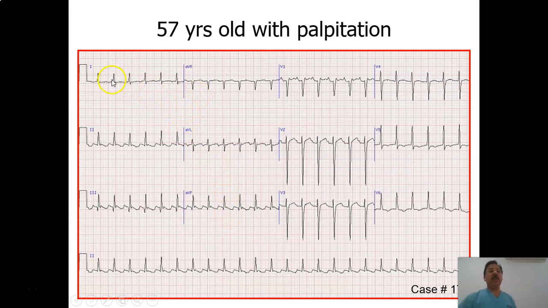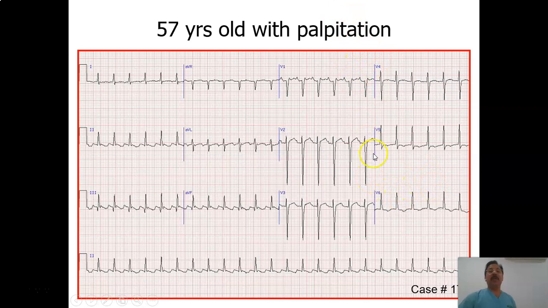Axis looks normal, in 1 and AVF, no atrial hypertrophy. Ventricular hypertrophy seems to be there, deep S wave 1, 2, 3, 4, 5, 6, 7. Looks like left ventricular hypertrophy. ST segment elevation, doubtful. No ST segment elevation. And ST segment depression may be seen in V5 and V6. That may be left ventricular hypertrophy with strain.